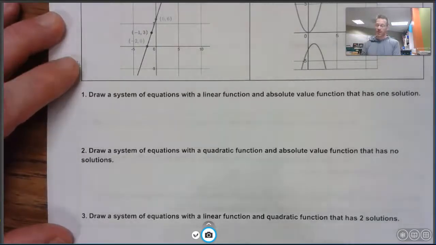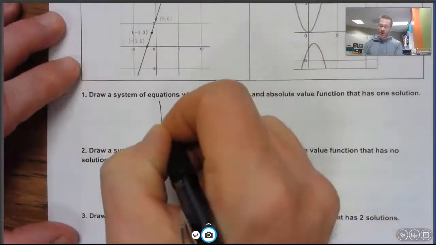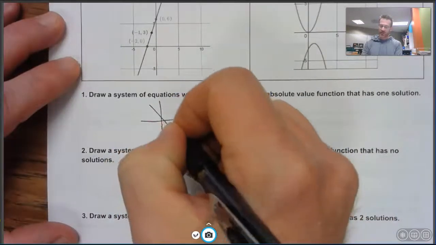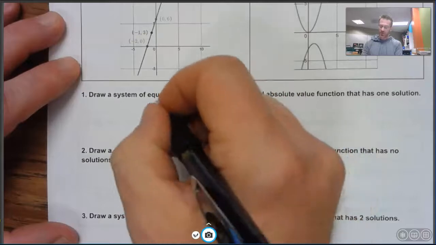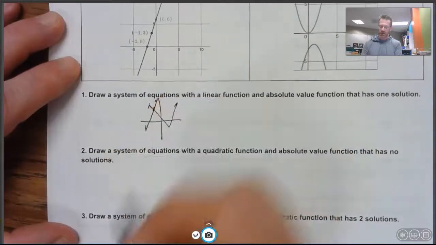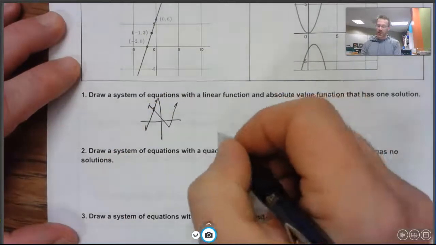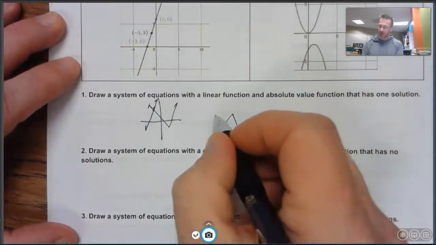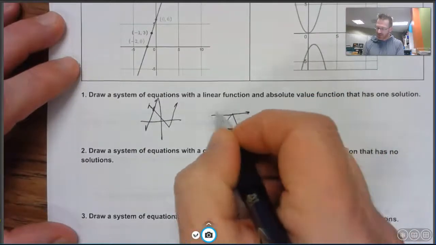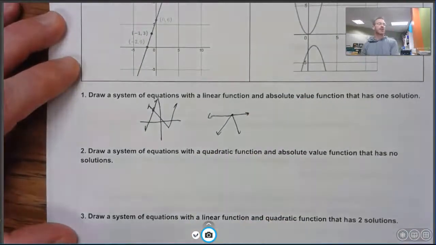Okay, so draw a system with a linear function and an absolute value function that has one solution. And once again, there's lots of ways to do this. So I might have an absolute value function like this, and I might have a really steep line right here, and they only intersect once there. You could have an absolute value function, right? And then maybe you had a horizontal line that intersects just at the vertex. All right, so the idea is that we just want one point of intersection, right? And you need to make sure, even if it looks like the intersection might happen off the graph, we don't want that either, right? So you got to make sure you have the right tilt and slope to the line.